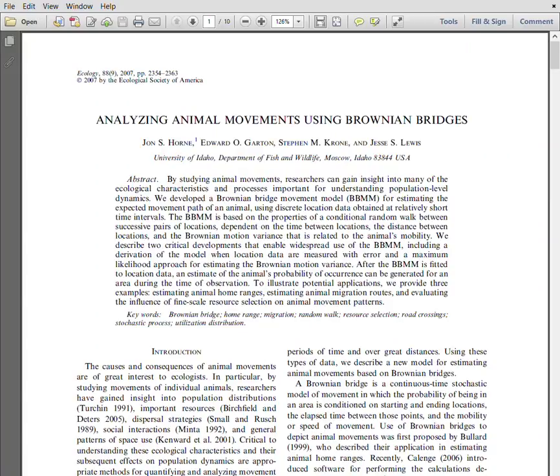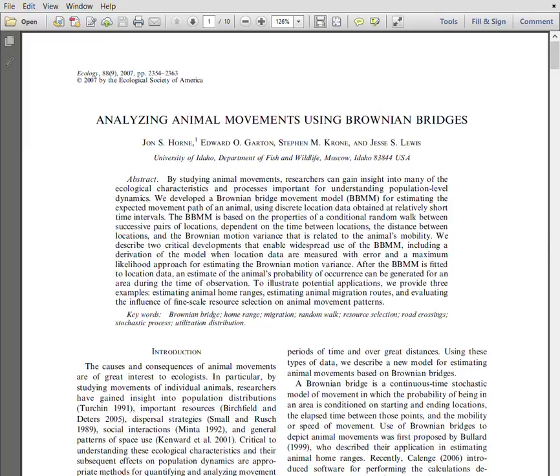For my project, I'm looking at the paper called Analyzing Animal Movements Using Brownian Bridges. My project involves looking at Twitter data and seeing if a certain known type of distribution called a Brownian bridge motion model can be used on human movement.